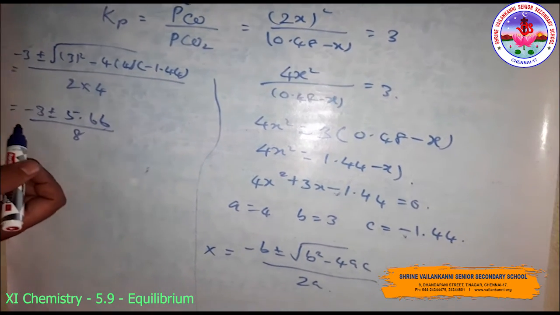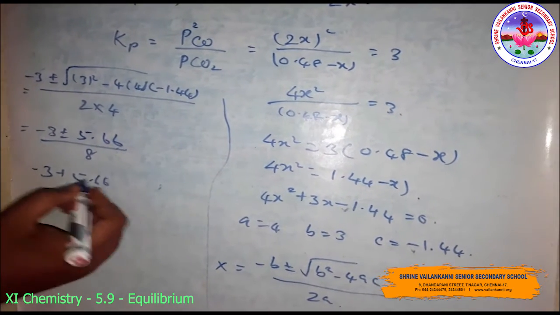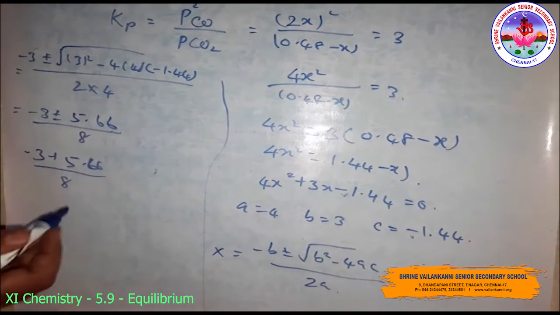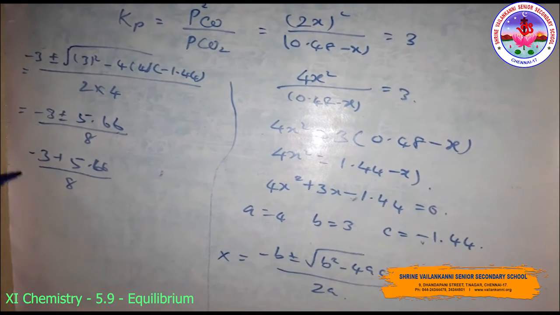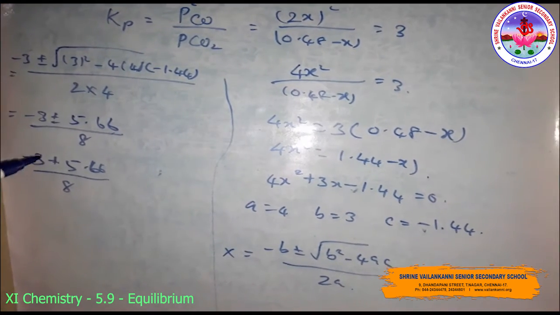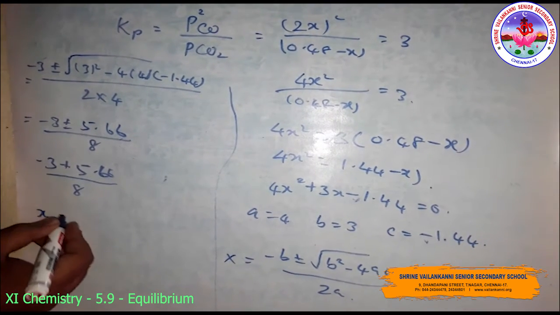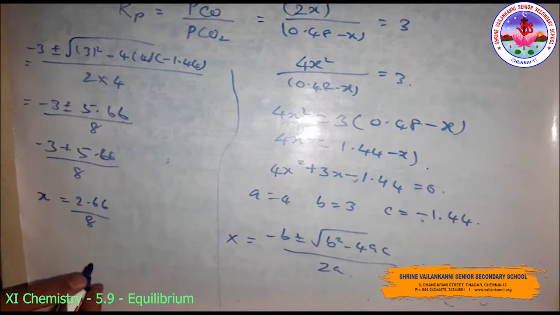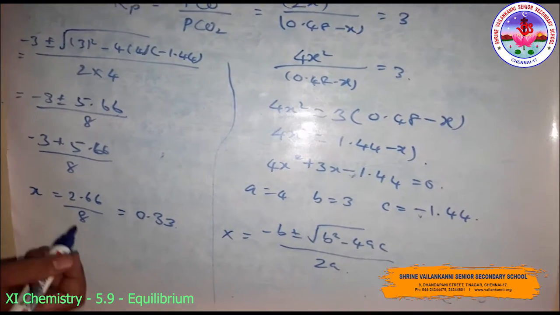So here you have to take minus 3 plus 5.66 divided by 8. The value of x cannot be negative, so you have to neglect that value. That is why only the positive value is taken. A negative value you should not take. So x is equal to 2.66 divided by 8. The final value is 0.33. So x is equal to 0.33.